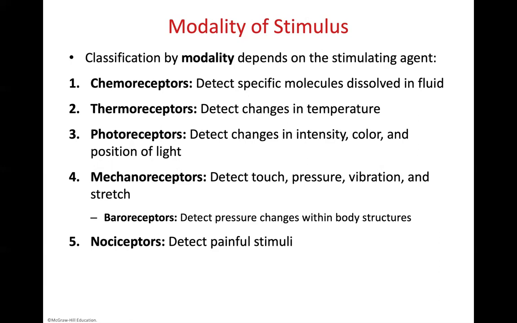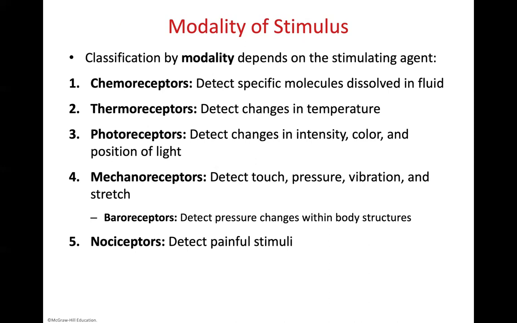Mechanoreceptors detect changes in the shape of a plasma membrane within a particular cell. So mechanoreceptors detect changes in pressure, in touch, in vibration, in stretch. These are found in the skin, and these are found in the cochlea, in the inner ear, allowing you to hear.